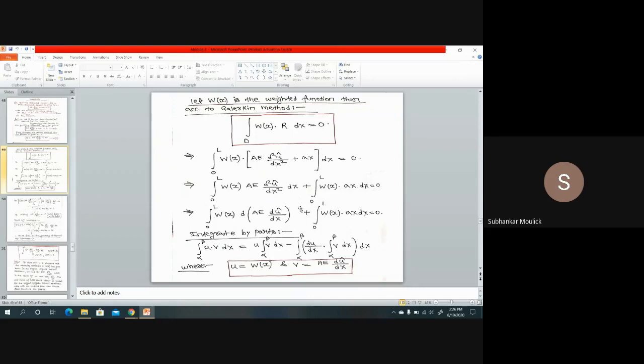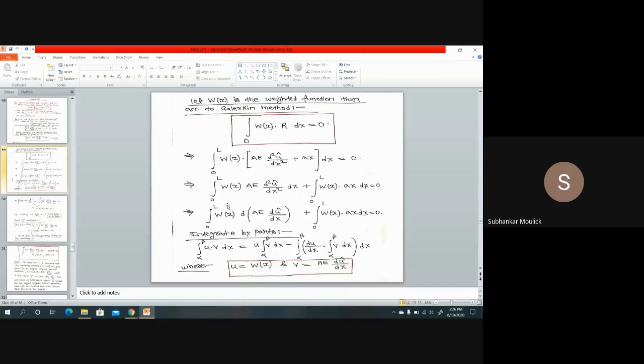Now see, if you check the third step, the first integral contains w of x into A E d2 u cap over dx square into dx. In order to convert it into weak form, what do I need to do? I need to convert this d2 u cap over dx square into du over dx. One d over dx will be left, and I have to adjust that with the weighted function. For that, I am using one trick.